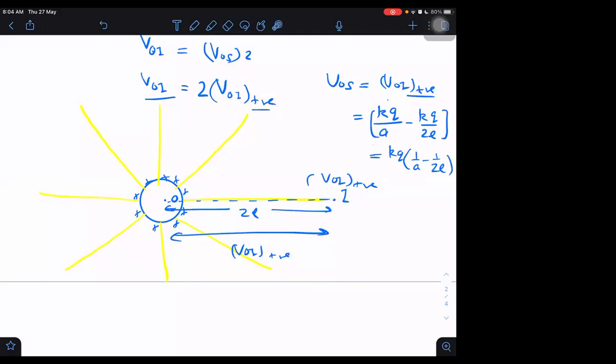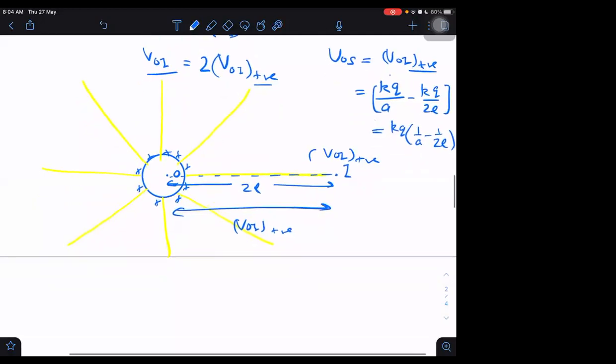As far as why they are saying that L is very large as compared to A, so that we can treat it like a uniformly charged distribution, so that we can assume that its charge is not changing in its configuration because of the presence of this sheet. There is no such induction effect. That's why I think they have given L is very large. But we can write this VOS as KQ by A minus KQ by 2L.